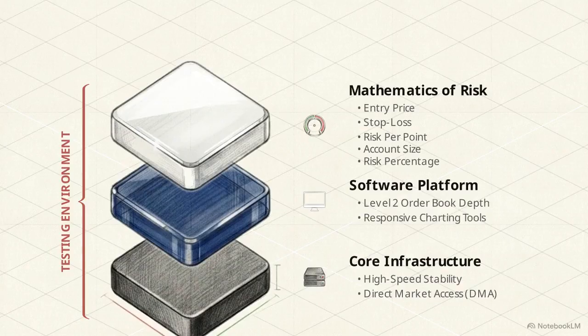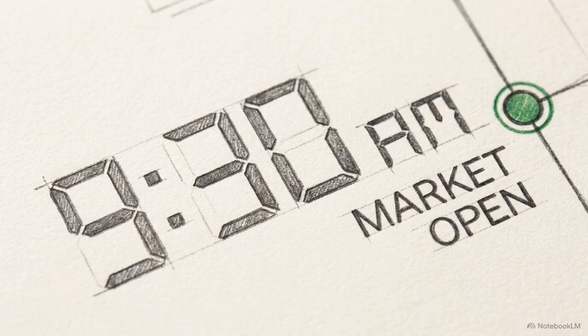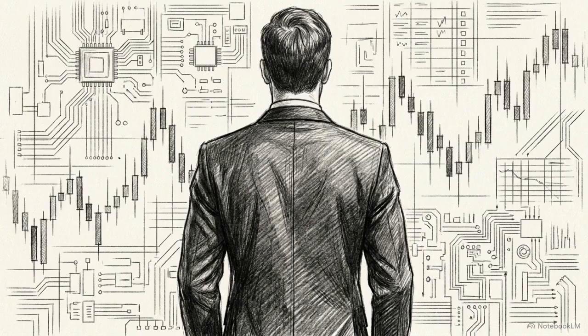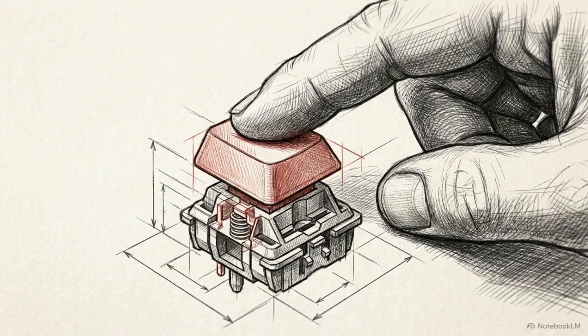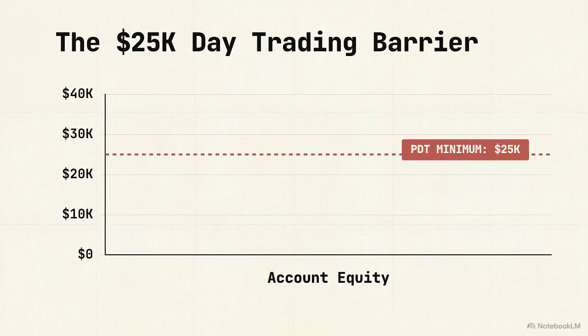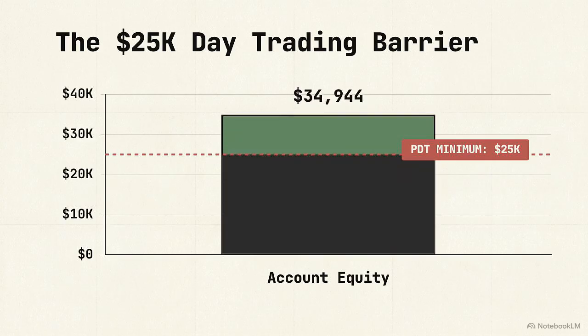testing environment. To start, you need to meet the baseline requirements: full-time attention during market hours, a highly reliable internet connection, and the emotional discipline to execute a plan without hesitation. In the United States, the pattern day trader rule requires you to maintain a minimum capital balance of $25,000 if you intend to actively day trade stocks.